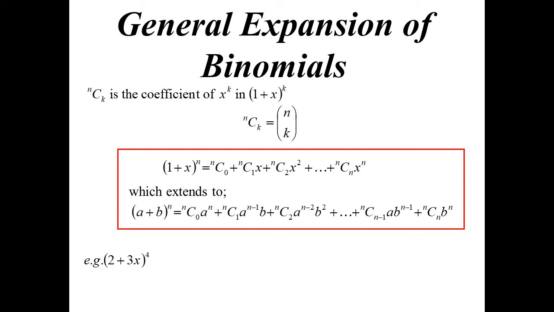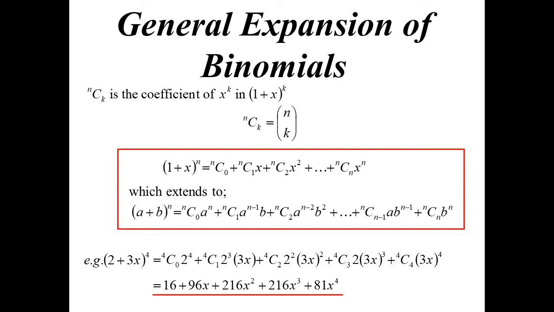So if I want to expand (2 + 3x)^4, I can say, okay, that's going to be 4C0, 2 to the 4. 4C1, powers of 2 going down by 1, so 2 cubed, powers of 3x going up by 1, so 3x to the power of 1. 4C2, 2 squared, (3x) squared. 4C3, 2, (3x) cubed. 4C4, (3x) to the power of 4. And fixing all that up, there we go: 16 plus 96x, 216x squared, 216x cubed, and 81x to the power of 4.